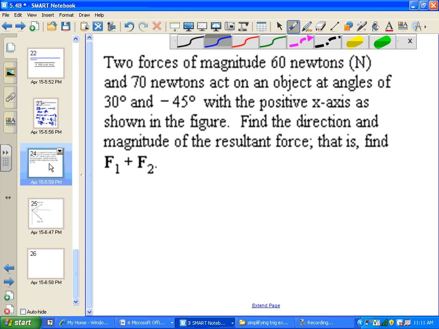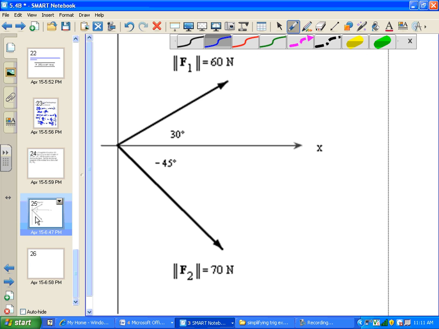So really, it's just like the last problem. We're going to find a force vector, except we're going to find two of them, and we're going to add the two vectors together, and we're done with it. And we'll show you the picture next. Look at our picture. They do a really good job of doing the picture for you.